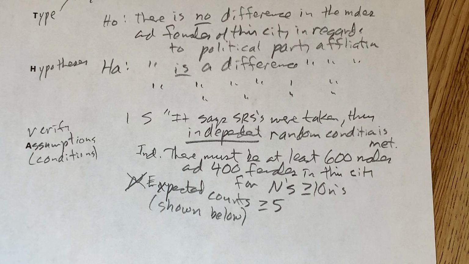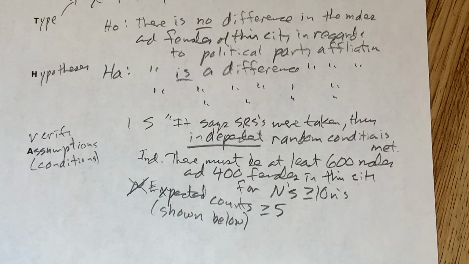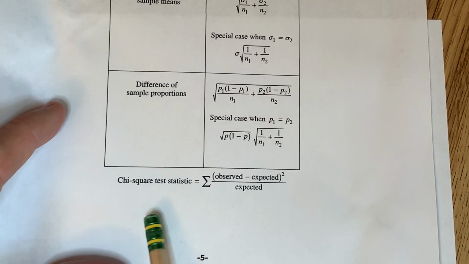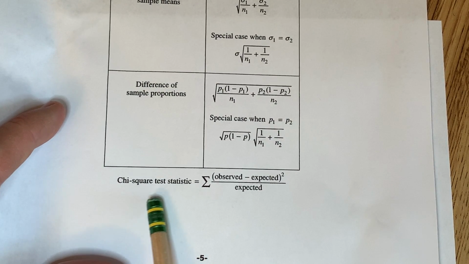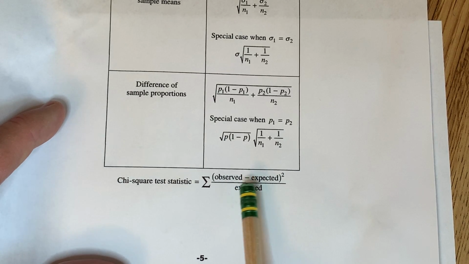All right, so now we go to our mechanics, and we're going to talk about our test statistic and our p-value. Our test statistic, as we talked about in section 1, is this guy here. The chi-squared test statistic, it's the last formula in your formula sheet. It is the sum of the observed values minus the expected, squared, over the expected.